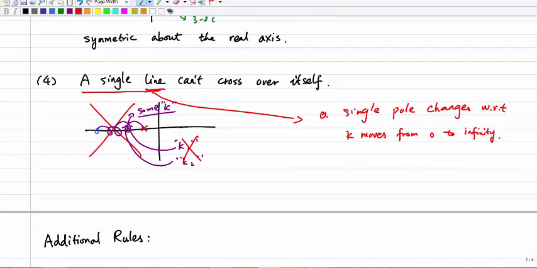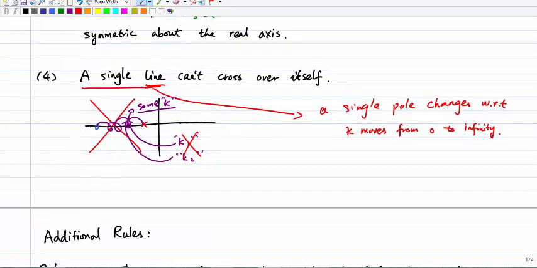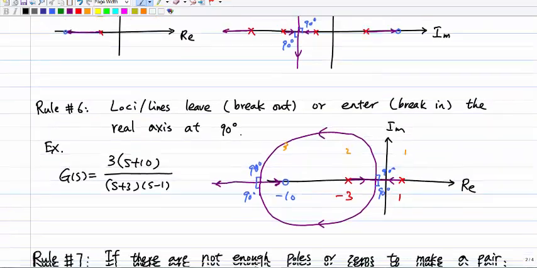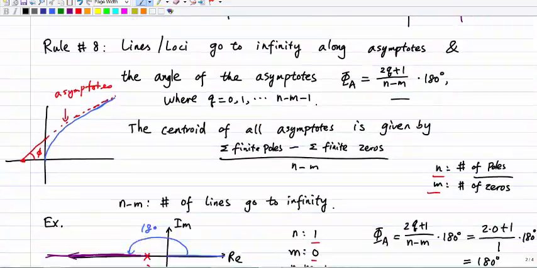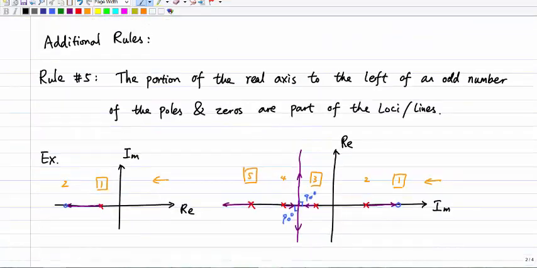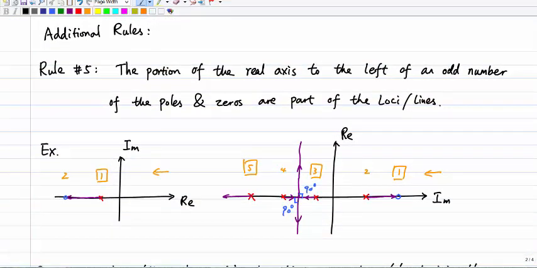Now I'm going to continue to talk about additional rules. I will talk about rule number 5, rule number 6, rule number 7, and rule number 8. Rule number 8 is a little bit complex, so it takes more time. So rule number 5 says the portion of the real axis to the left of an odd number of the poles and zeros are part of the locus lines. This rule reads a little bit complicated, but when I explain it, it's fairly easy to understand.